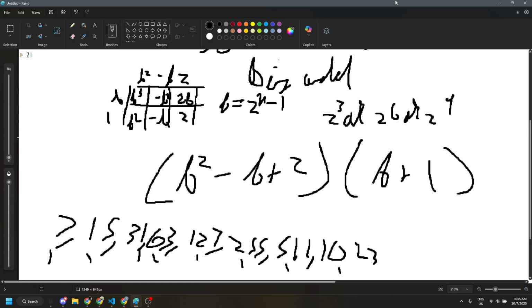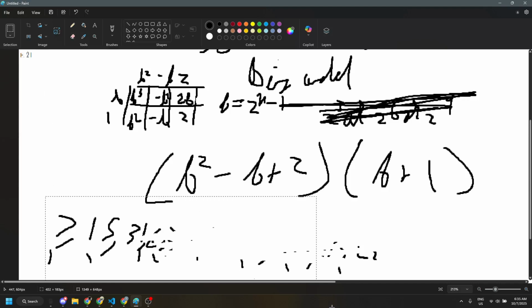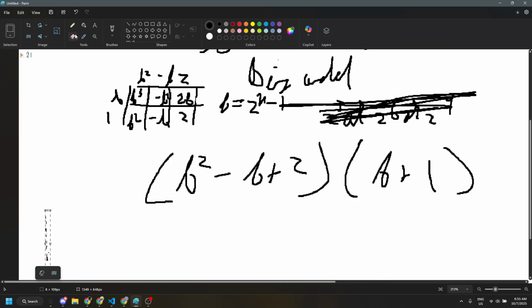Oh my god, I'm such an idiot. If it's divisible by 8, it doesn't have to be a power of 8. It just has to include those factors of 2 cubed in there. Oh my god. Okay, so let's try that again.